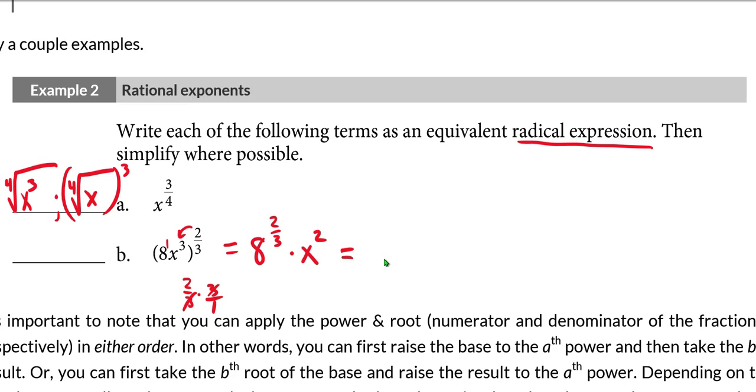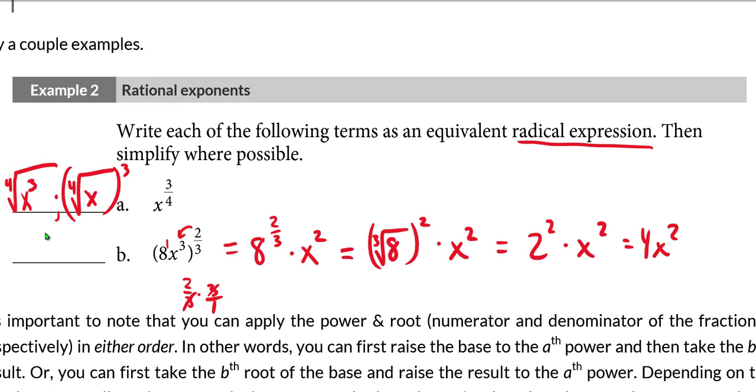How do I want to write this out? Let's do cubed root of 8 squared times x squared. So I'm going to cube root 8 first, and then I'm going to square the result. Cubed root of 8 again is 2. We square the 2 times x squared, and we get 4x squared. So the answer to example 2b is 4x squared.